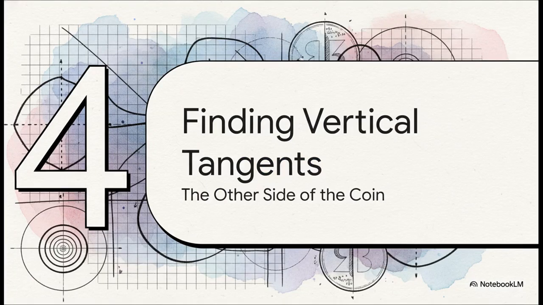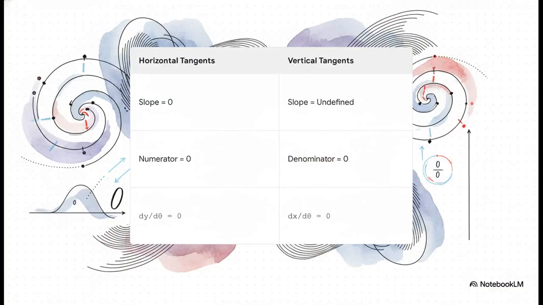All right, so we've nailed horizontal tangents. Now let's flip the coin and look at vertical tangents, the places where the slope is undefined. And the beautiful thing here is that the logic is exactly the same, just flipped. For a horizontal tangent, the slope is 0, so the numerator is 0. For a vertical tangent, the slope is undefined, which means we're trying to divide by 0. So we just set the denominator, dx d theta, equal to 0.